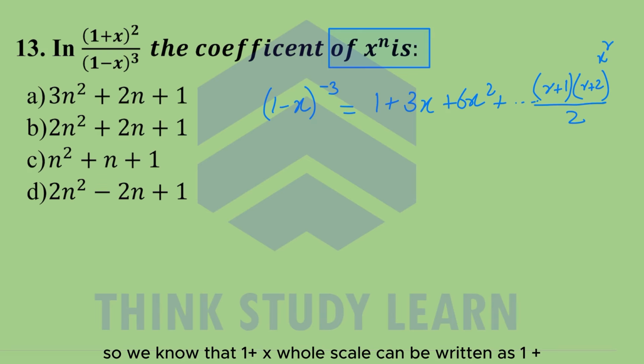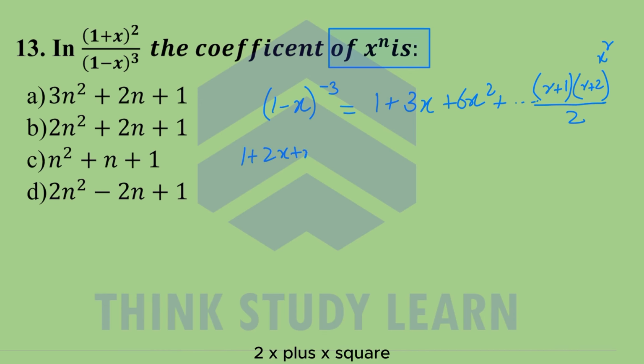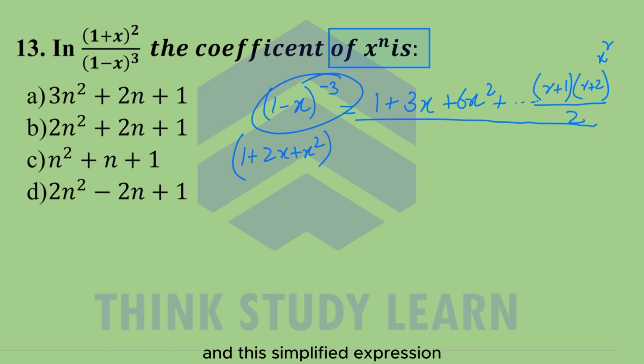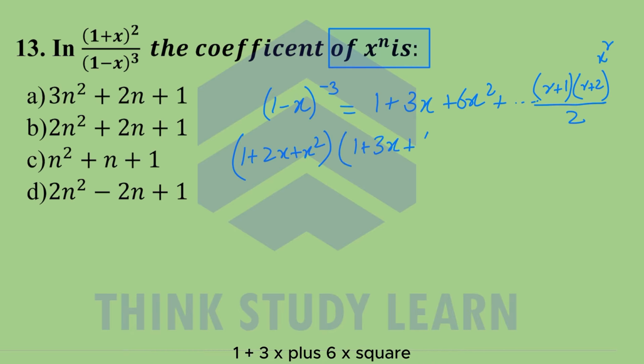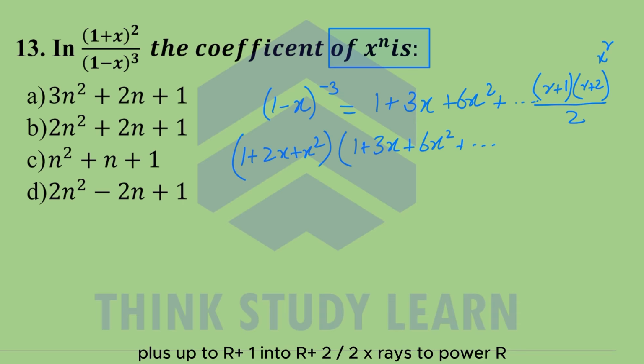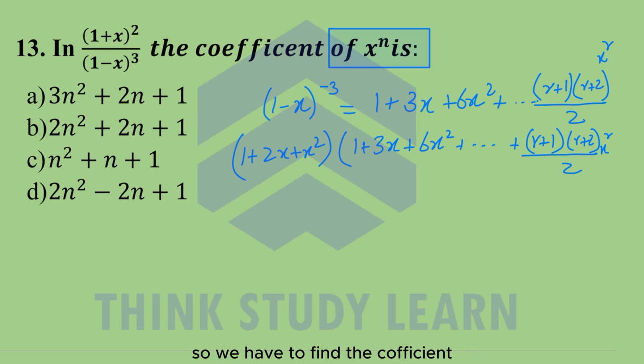So we know that (1 + x)² can be written as 1 + 2x + x², and this simplified expression in the place of (1 − x)^(−3) is 1 + 3x + 6x² + ... up to (r + 1)(r + 2)/2 x^r. So we have to find the coefficient of x raised to the power n.